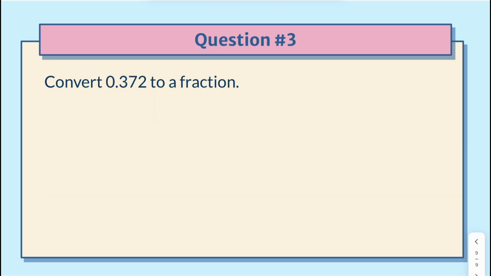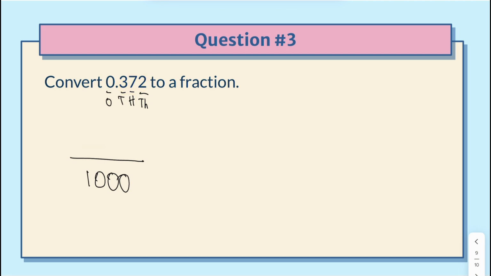Here's our final example. You can pause and try to solve it for yourself. We have to convert 0.372 into a fraction. Alright, so let's just count the place value first. We have ones, tenths, hundredths, and thousandths. So that means in our fraction, we have 1,000 in the denominator. And we just put in the numerator whatever's after the decimal point.